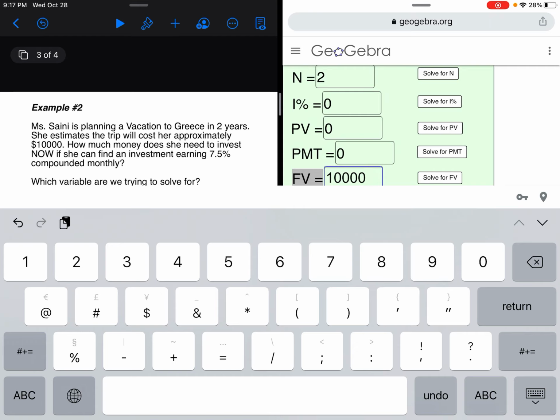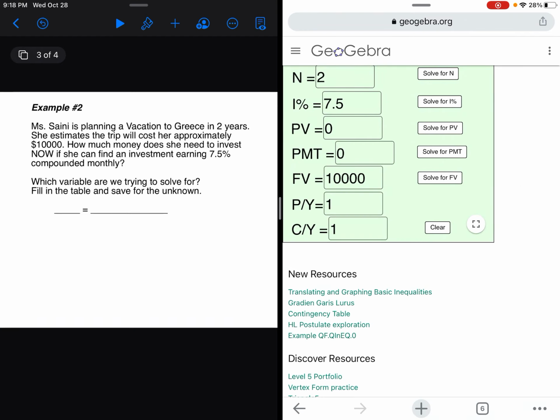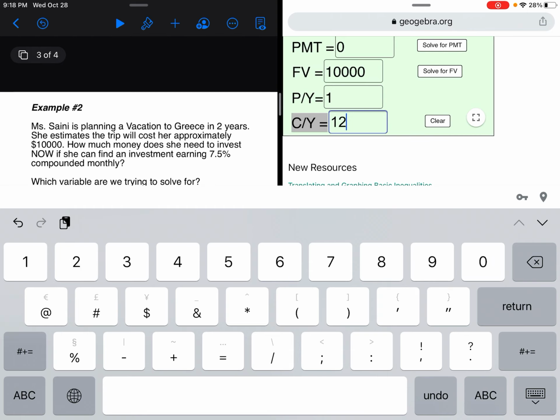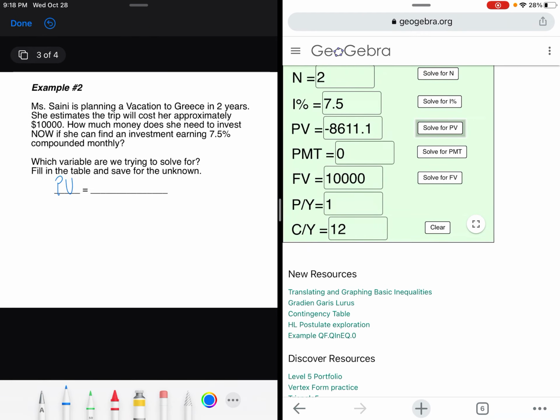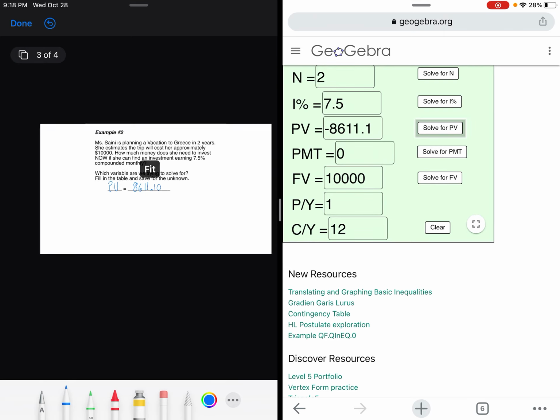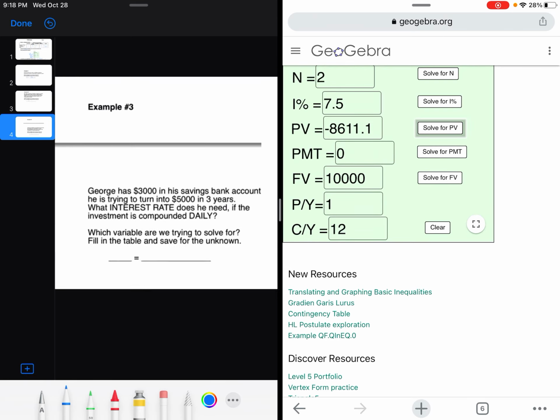So how much money do we need to invest now? That would be the present value. It then tells us our rate is 7.5%, and that we're compounding monthly. So we need to go down to compounds per year and change that. Now that we've got that, we can click solve for present value. What that's telling me is that we need to put in $8,611 and 10 cents. It's 0.1, so that would be 0.10. If we put in that at 7.5% compounded monthly, we'd end up with $10,000 in 2 years. Again, the graphing calculator does all of the work for us.